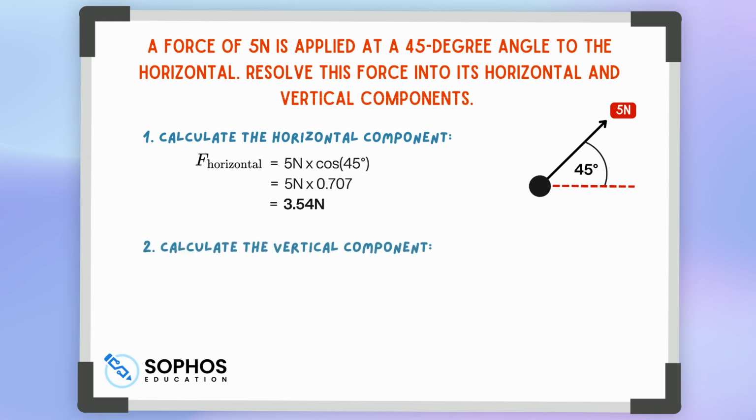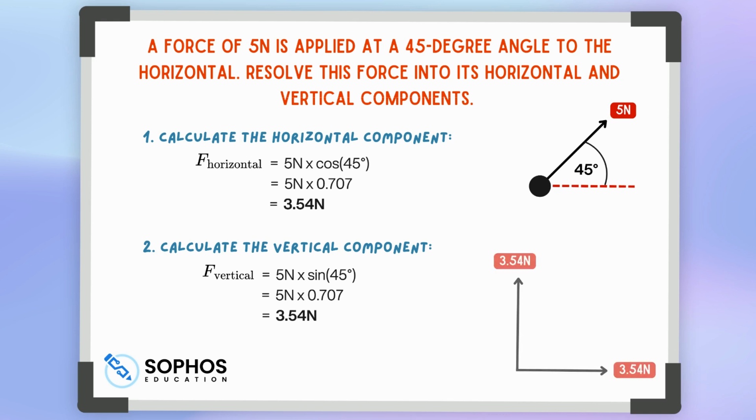Now for the vertical component. For this, we use the sine function. So the vertical component force is 5 newtons multiplied by the sine of 45 degrees. Sin of 45 is also 0.707. We get an answer of 3.54 newtons. So, the 5 Newton force applied at a 45-degree angle to the horizontal resolves into a 3.54 Newton force acting horizontally to the right and an additional 3.54 Newton force acting vertically upwards.